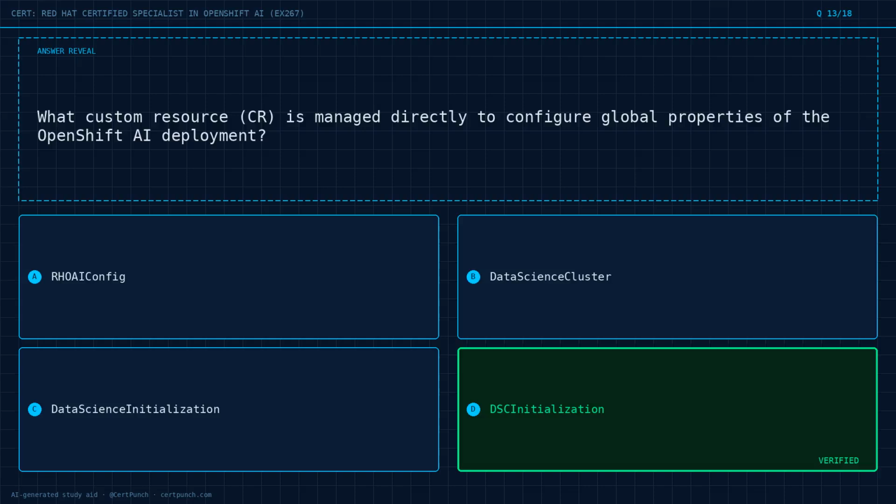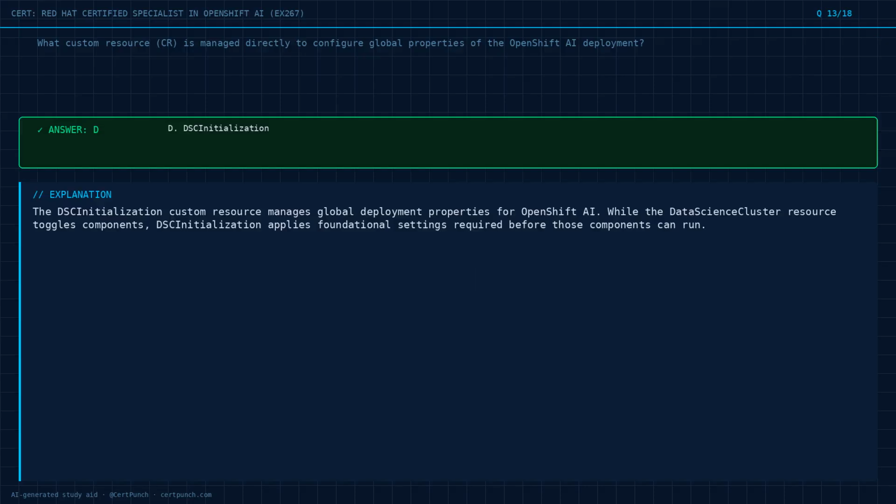The correct answer is option D. DS Initialization. Exam logic. The DS Initialization custom resource manages global deployment properties for OpenShift AI. While the Data Science Cluster resource toggles components, DS Initialization applies foundational settings required before those components can run.